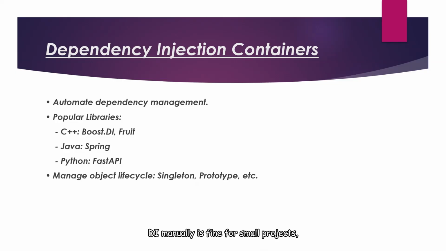Managing DI manually is fine for small projects, but as projects grow, we need automation. That's where dependency injection containers come into play. These are special libraries or frameworks that automatically resolve dependencies, instantiate objects, and even manage object lifecycles like singleton, scoped, or transient. Examples include Spring's IOC container, Guice for Java, Boost.DI for C++, and even .NET Core's built-in DI container.